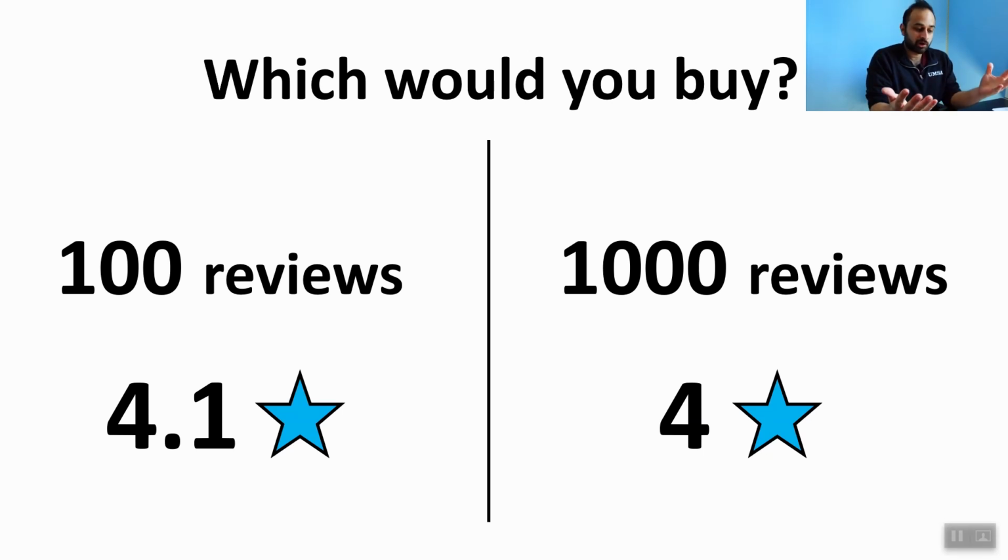So let's say you're on some online shopping site like Amazon, and you have two products in front of you, and all else held equal. Would you rather buy the product that has 100 reviews, so 100 ratings from other customers, and its average rating is 4.1 stars out of 5? Or would you buy the other product, which has 1,000 reviews, and the average rating is 4 stars?